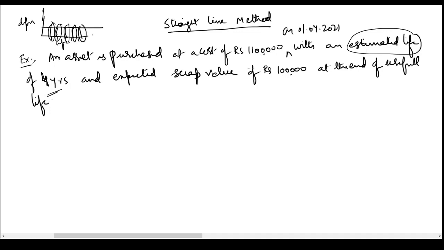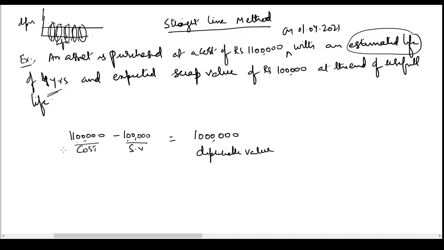So logically, what is going to happen? Today I am purchasing the asset at a cost of 11 lakh rupees, and after 4 years, when I sell away the asset, I am going to get 1 lakh rupees. This is my cost, this is my scrap value. So I have spent 11 lakhs today, and after 4 years I am going to recover only 1 lakh. That means I am going to lose 10 lakhs over the 4 years period. We call it the depreciable value.